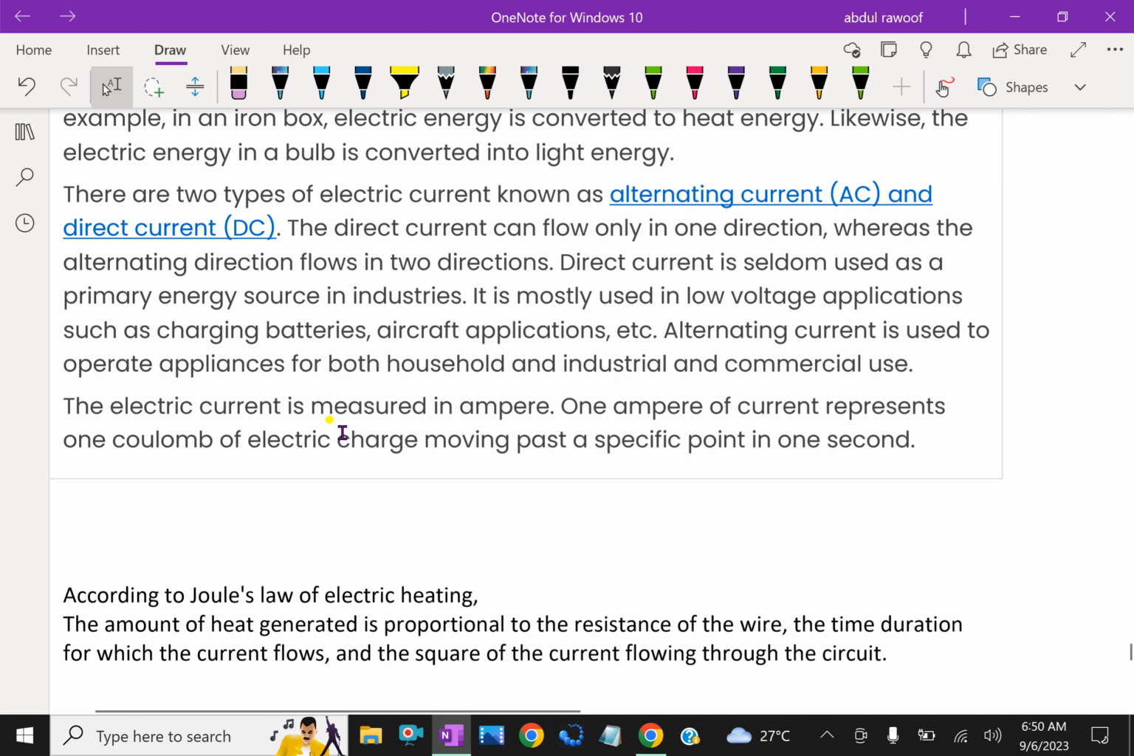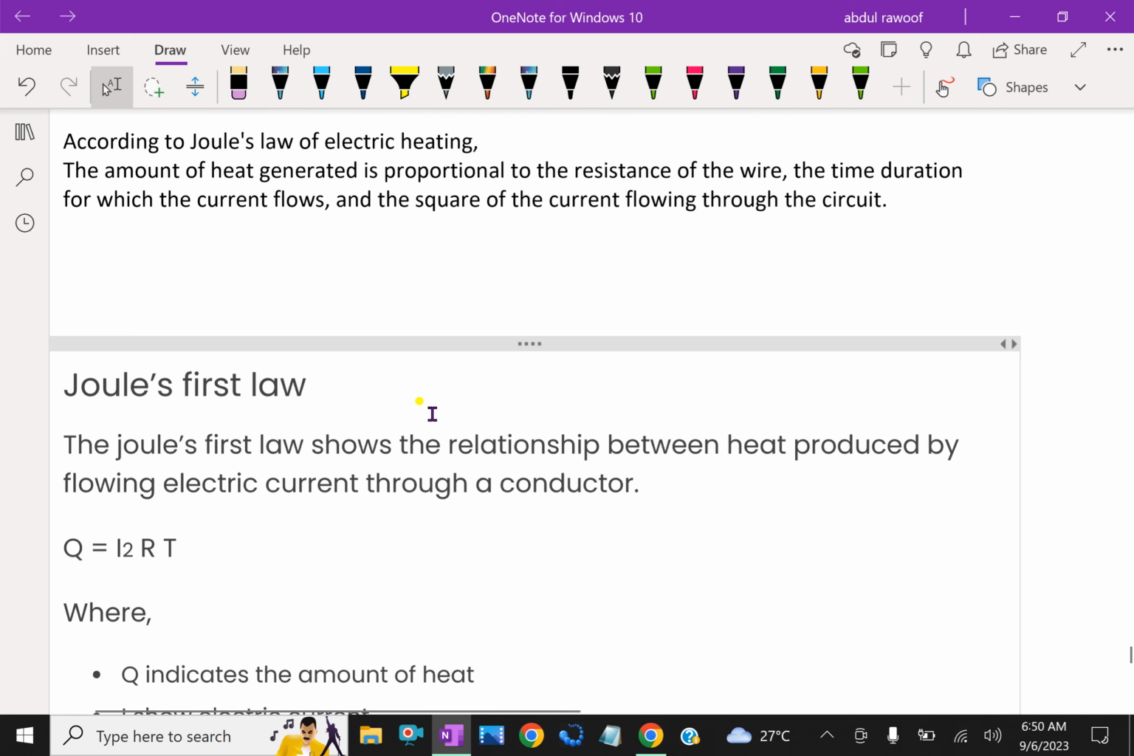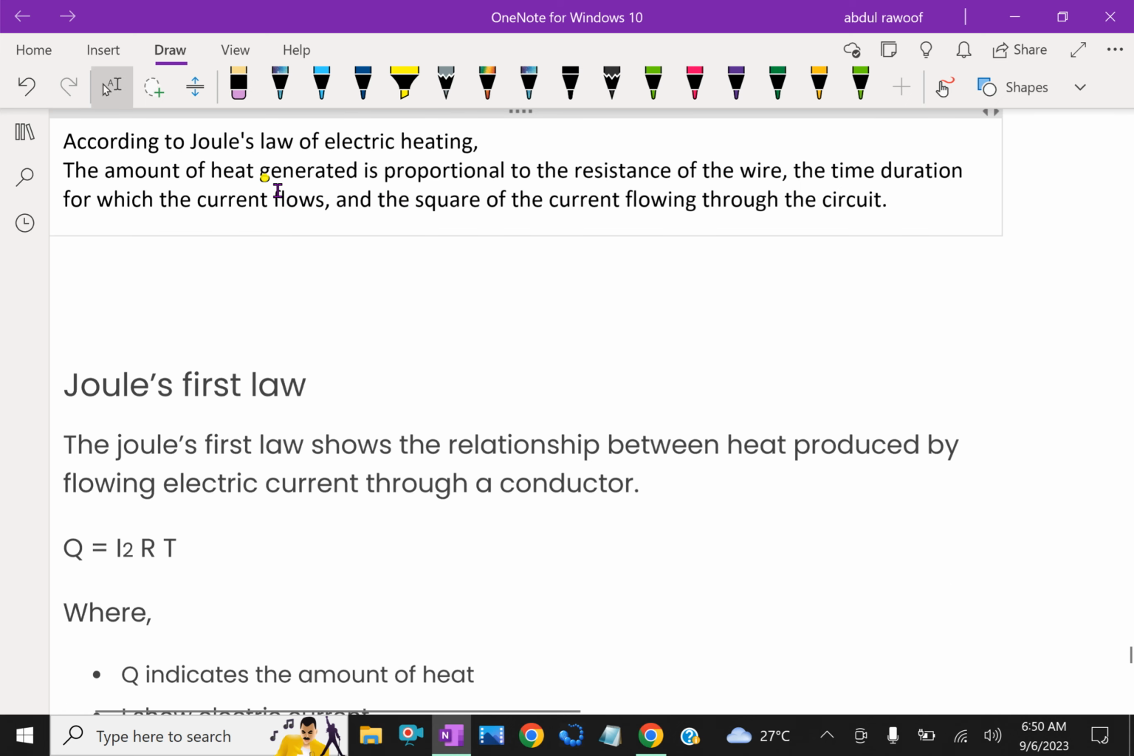The electric current is measured in ampere. 1 ampere of current represents 1 coulomb of electric charge moving past a specific point in 1 second. According to Joule's law of electric heating, the amount of heat generated is proportional to the resistance of the wire, the time duration for which the current flows, and the square of the current flowing through the circuit.